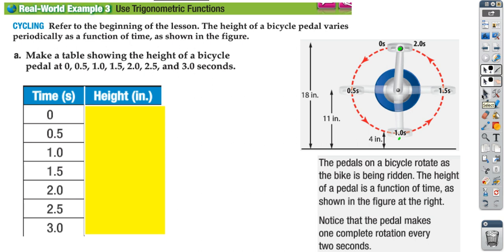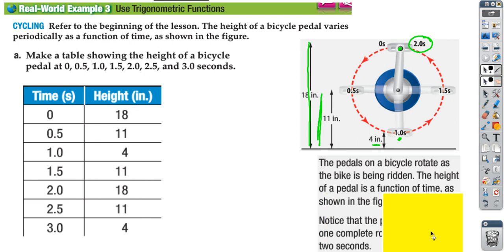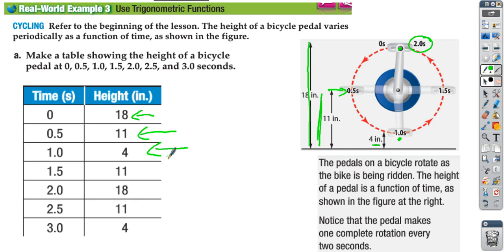Well, at 0 seconds, the height of the bike is 18, because 18 is up at the top. At 0.5 seconds, you can see this halfway point is 11 inches, so we're 11 inches off the ground. At the bottom point at 1 second, we're at 4 inches. And notice by 2 seconds, we're back where we started. So it looks like it repeats every 2 seconds. So there's that table filled in. You can see we start at 18. The midpoint right here at half a second is 11. The low point at a second is 4, and so on. And then back at 2 seconds, we're back where we started at 18.